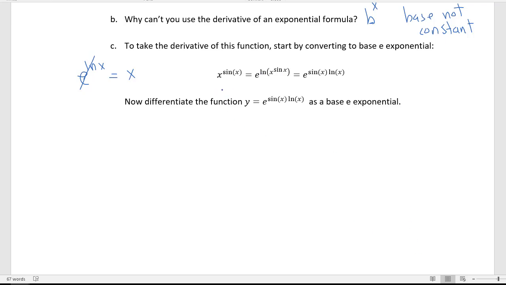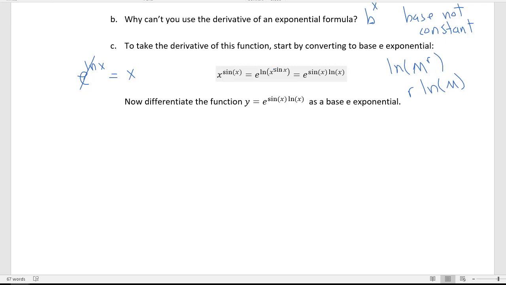So I'm taking x to the sine x, writing it as e to the ln of x to the sine x. Now I have a property of logarithms. One of the properties of logarithms is that if I have an exponent inside the logarithm, I can pull that exponent in front of the logarithm. Now, I don't want to get back into an algebra discussion. There's 3 properties of logarithms that we learn in an algebra course. This is one of the 3. I call it the power rule. There's also the sum rule, or the product to sum rule, and the quotient to difference rule. This is the one we're using here.